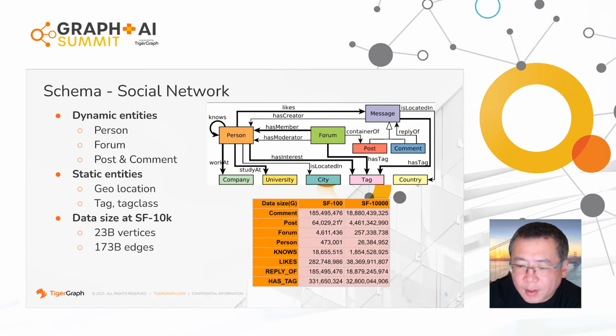And roughly, you can think about scale factor 100 will generate raw data of about 100 gigabytes, and scale factor 10,000 will generate about 10 terabytes of raw data.